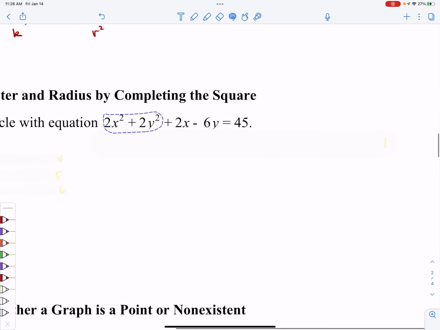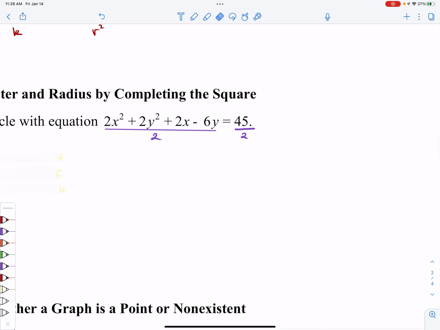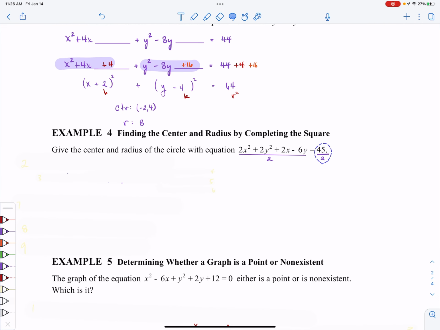So what I'm going to do to fix that is divide on both sides by that leading coefficient of 2. When I do that, just don't forget that we have to divide every term by 2. So 2x squared over 2, 2y squared over 2, 2x over 2, and negative 6y over 2, as well as 45 over 2. So just don't forget, you have to share that common denominator with all of the terms.